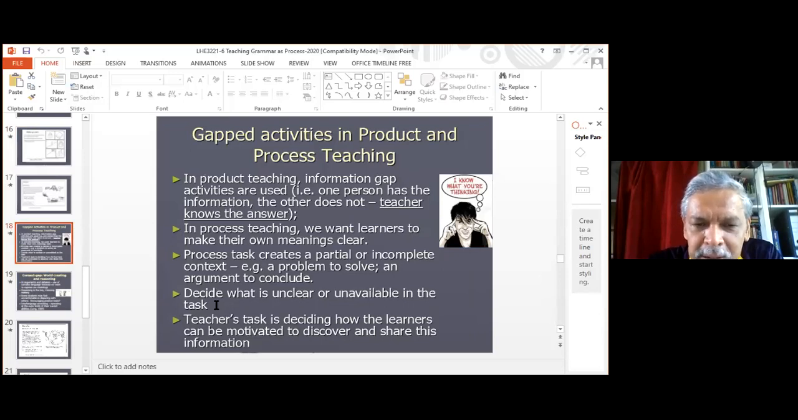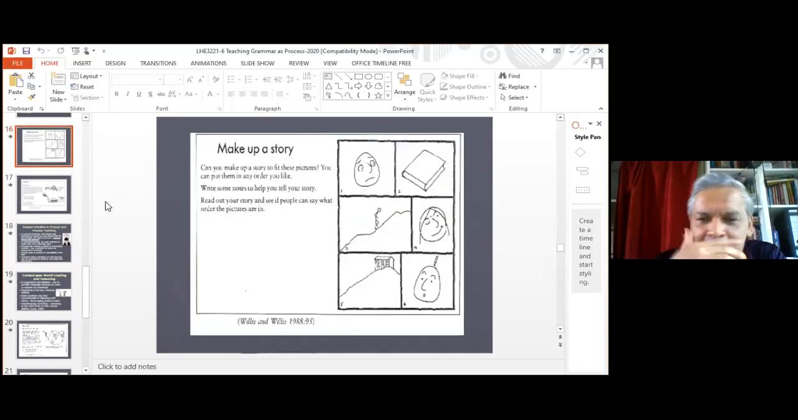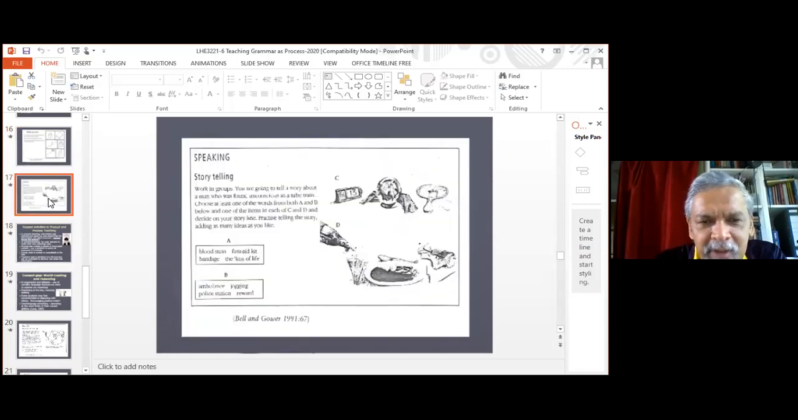And also, the teacher's task is deciding how the learners can be motivated to discover and share this information. Okay, so I mentioned this earlier. With this kind of task, if it's just too difficult, you look at it and you're not interested as a student. If that happens, it's not going to work, because they're not going to put in any effort. They're not motivated to do it.